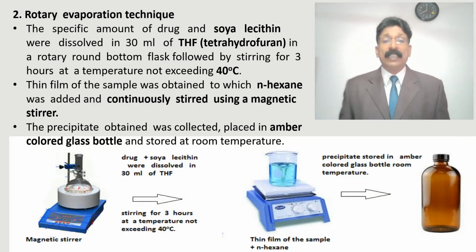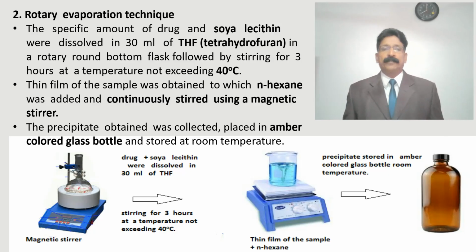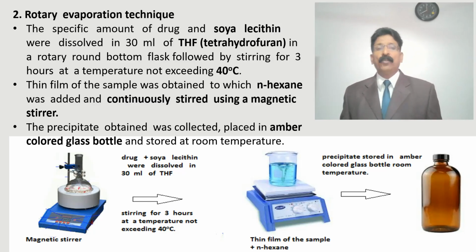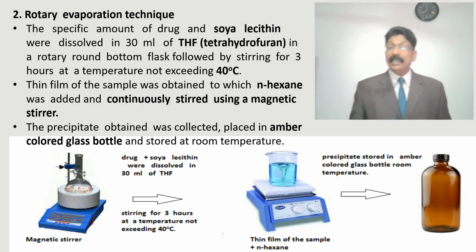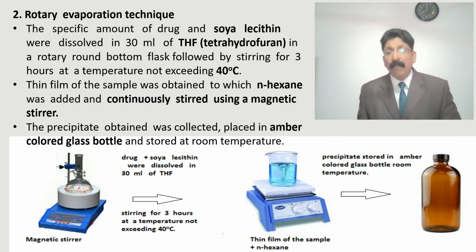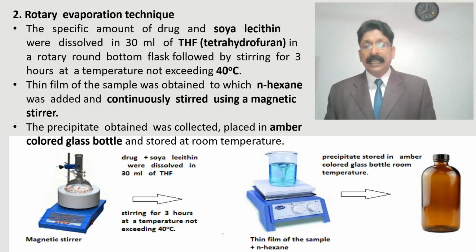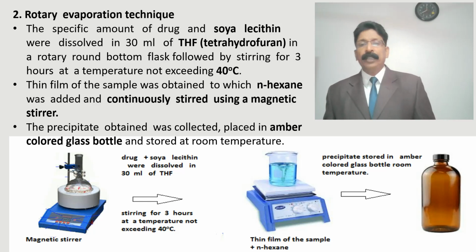A drug and soya lecithin were dissolved in 30 ml of tetrahydrofuran. You have to remember the tetrahydrofuran. Stir for 3 hours at a temperature not exceeding 40 degrees centigrade. That's why we have kept a mantle also. And the film of sample plus n-hexane is continuously stirred. You should stir with a magnetic stirrer. The precipitate is stored in an amber colored bottle at room temperature.